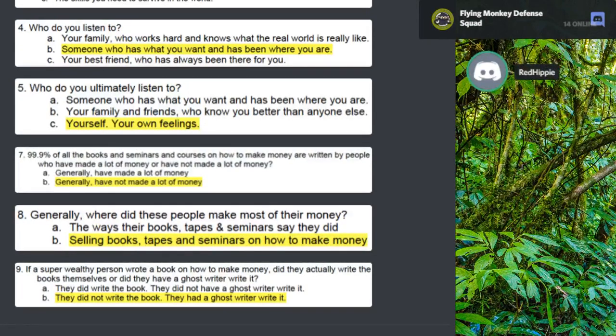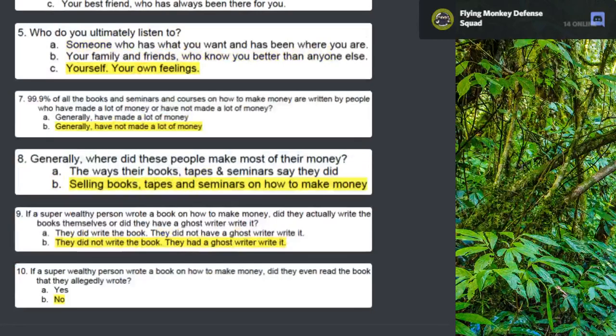If a super wealthy person wrote a book on how to make money, did they even read the book that they allegedly wrote? According to Kevin, no. That's correct. No.